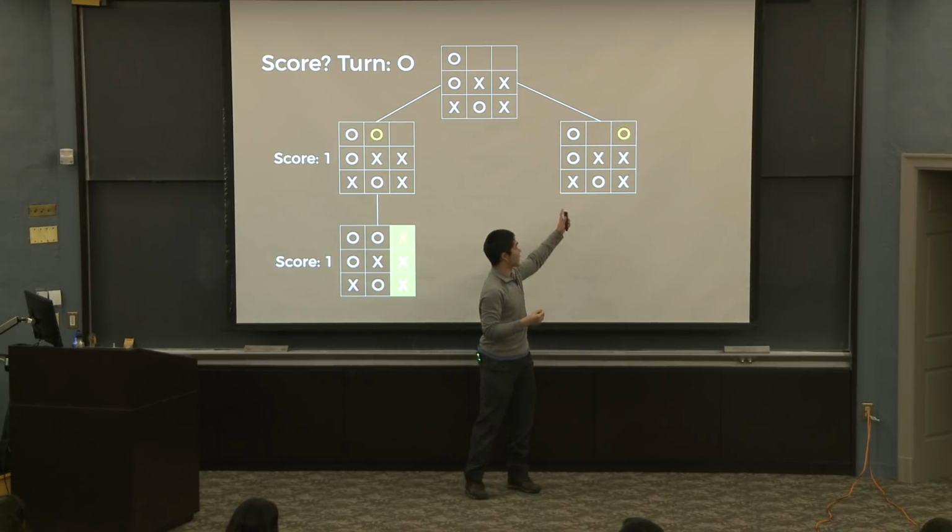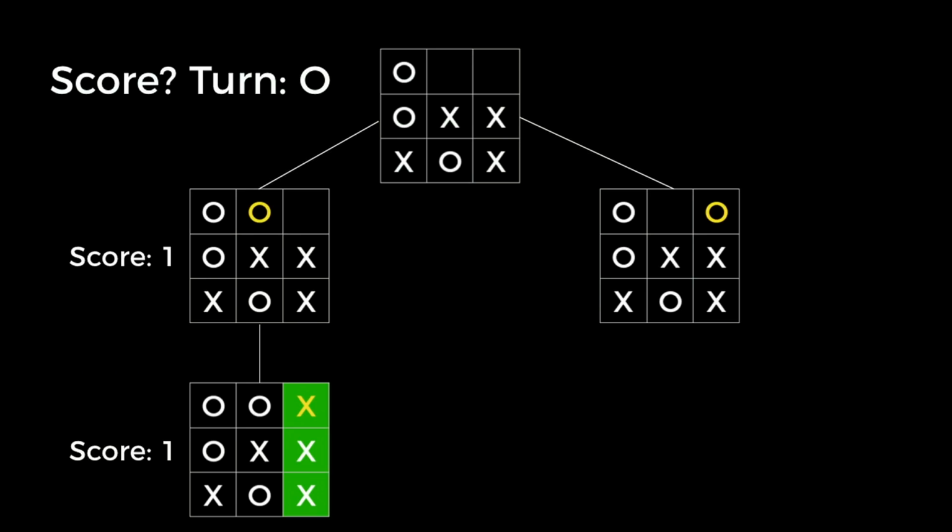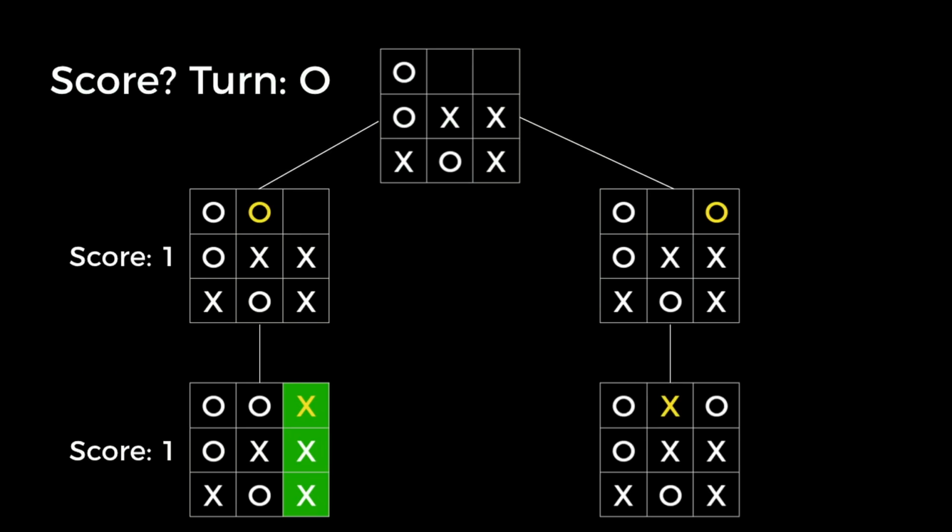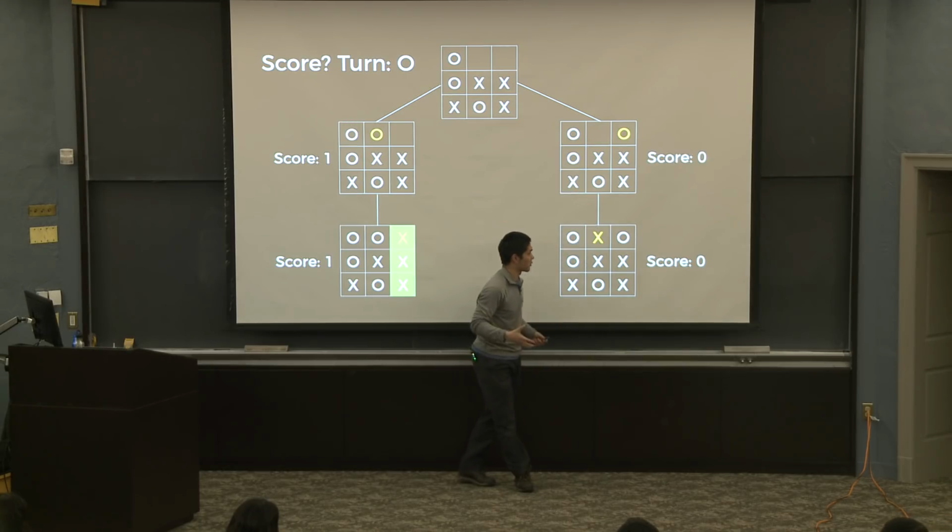So now let's explore this side. O plays in the upper right. When that happens, X plays in the only available square, the top middle. And what score does this board have? 0. Great. Nobody won that game. So that board has a score of 0, which means this board has, great, also a score of 0.